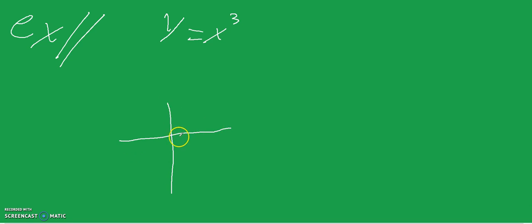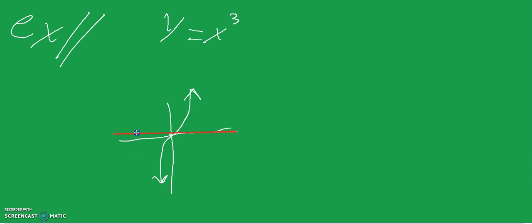Example 1 is going to be the graph of y equals x cubed, which is something that everyone should be familiar with at this point. We know that looks something like this, right? That's y equals x cubed. To determine if it has an inverse, what I'm going to do is take a horizontal line, and I move it through the graph, like so.